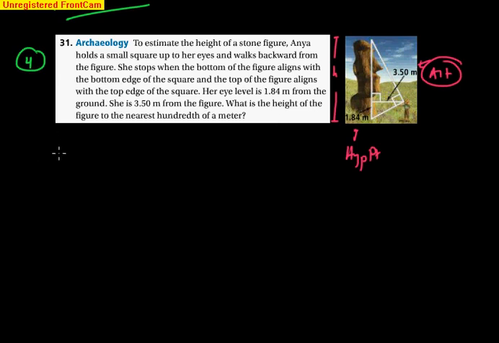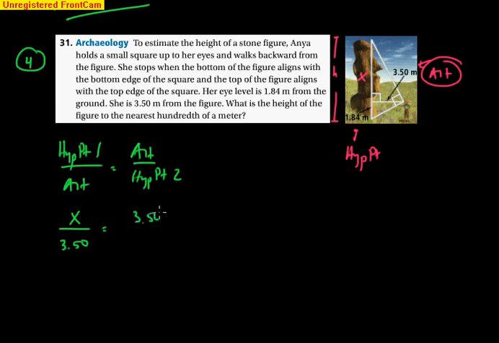Now for the altitude, remember you need hypotenuse part 1 over the altitude equals the altitude over hypotenuse part 2. So if I look at my picture, I have one hypotenuse part, 1.84, but I don't have the other one. I'm going to call that x. So we're going to find x first, and then once we find x, to find the height h, we're going to add x and this 1.84. But first, find x. So the hypotenuse part 1 is x over the altitude, which is 3.50. That equals the altitude 3.50 over the other hypotenuse part, which is 1.84.